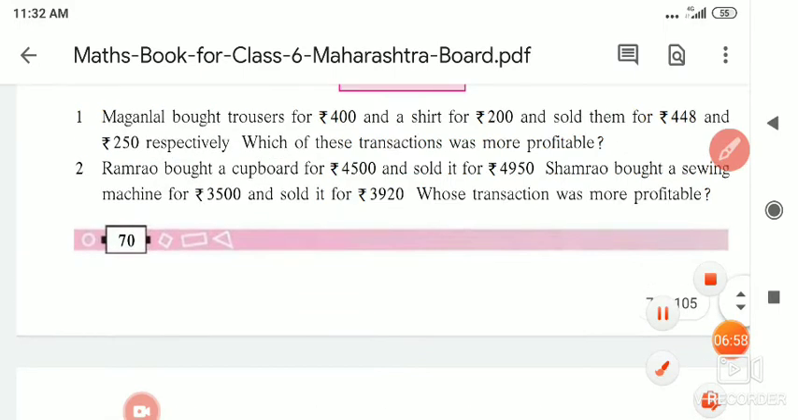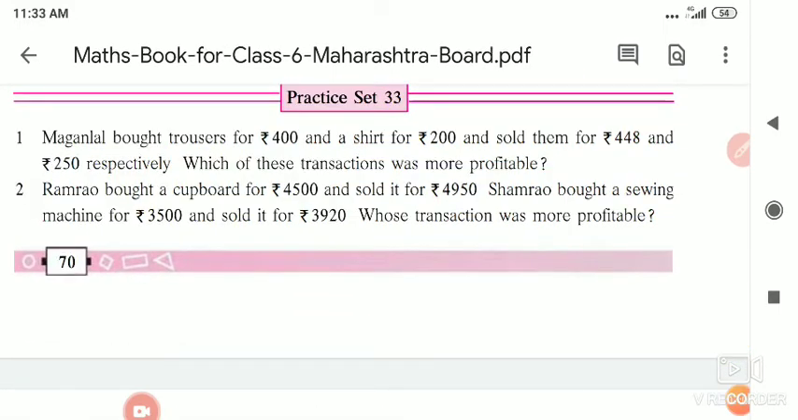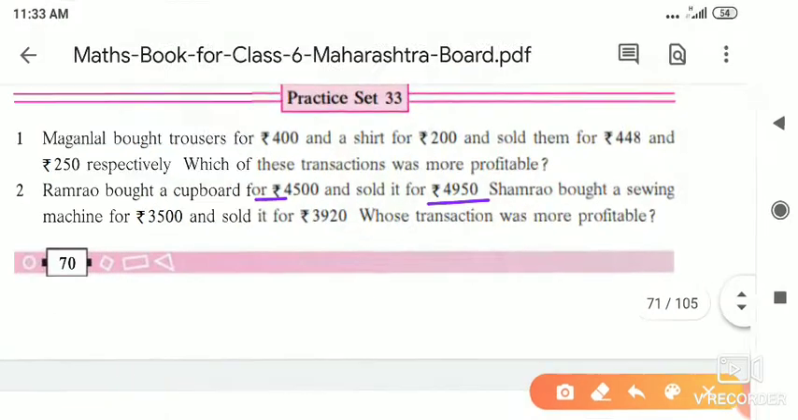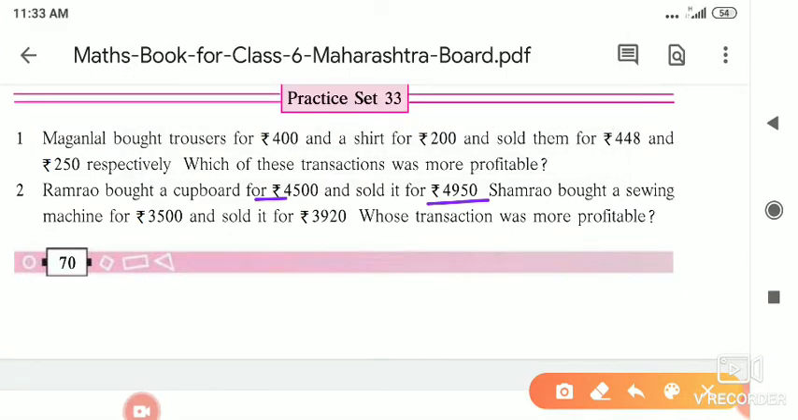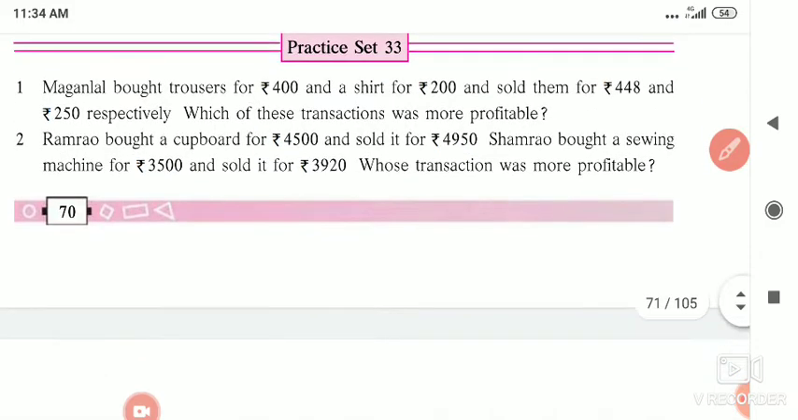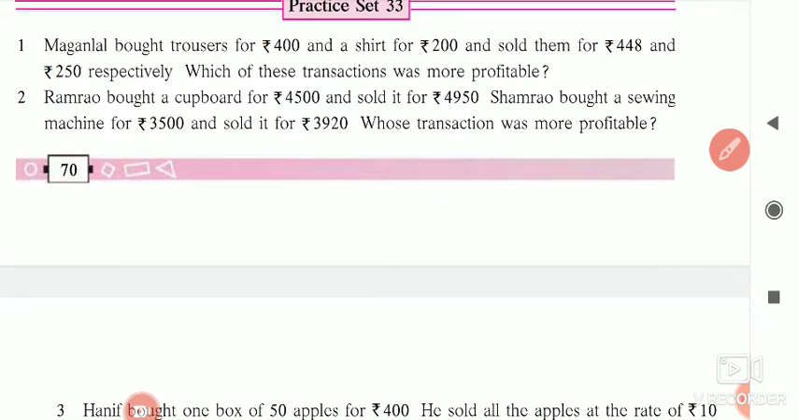Now the second question. Ramrao bought a cupboard for rupees 4,500 and sold it for 4,950. Shamrao bought a sewing machine for 3,500 and sold it for 3,920. So whose transaction is more profitable, that we have to find out in this example.